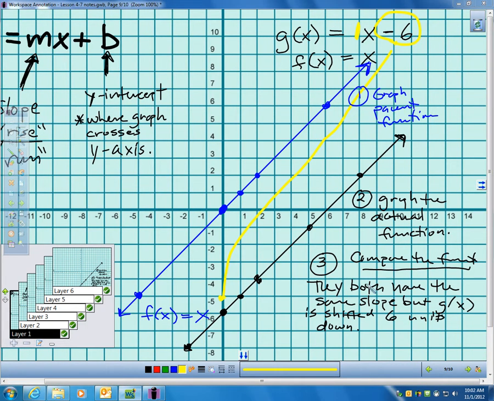So let's compare the two. They both have the same slope. I guess I could have put they're parallel. They do have the same slope, but g of x is shifted down 6 units. Can you see that downward shift? We took the parent function and we just basically pushed it 1, 2, 3, 4, 5, 6 units down. I just used red there so you could see it.